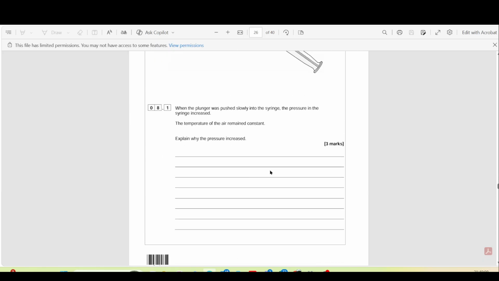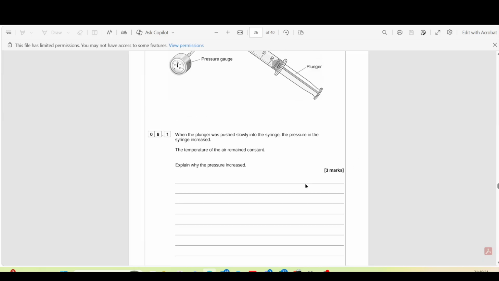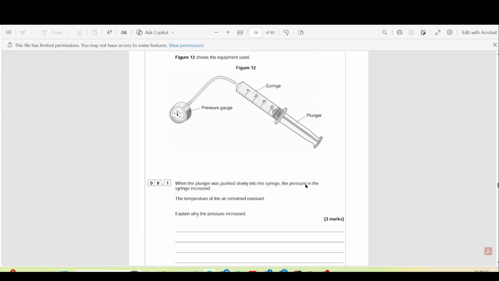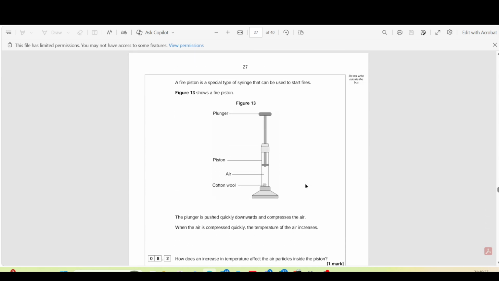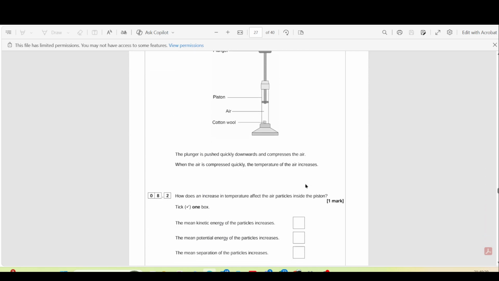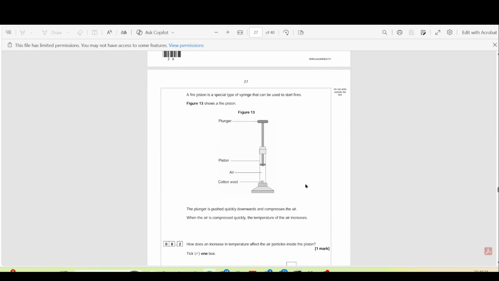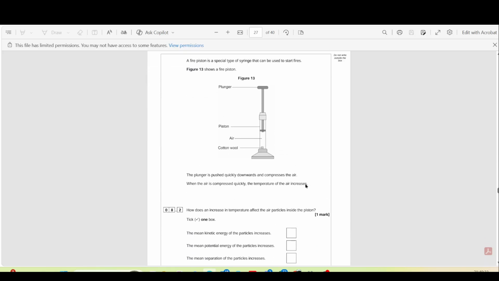So 3 points you need to write because it is a 3-mark question. You can write volume is decreasing, like you mentioned, and collisions, because they are colliding with the walls, and force is increased when you are applying force by pushing it, right? Okay, let's see 8.2, this one.